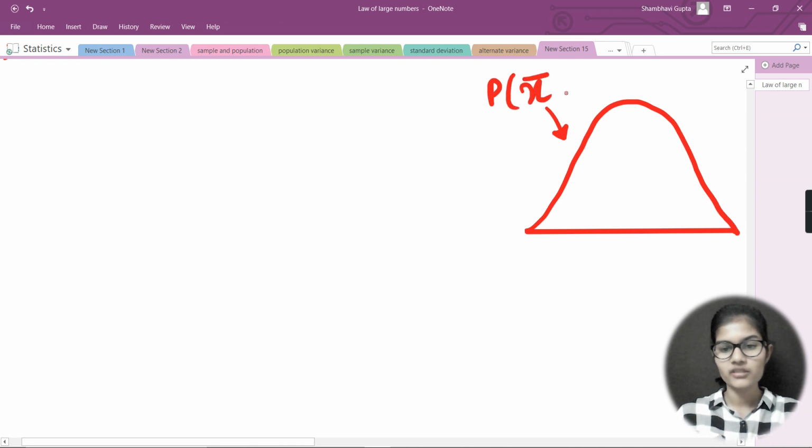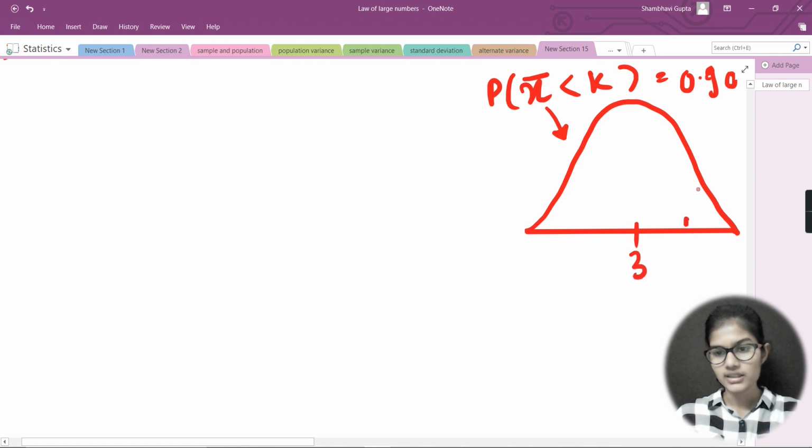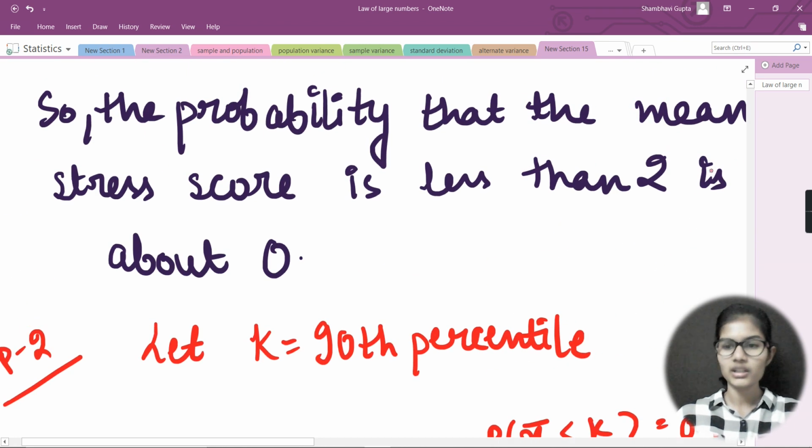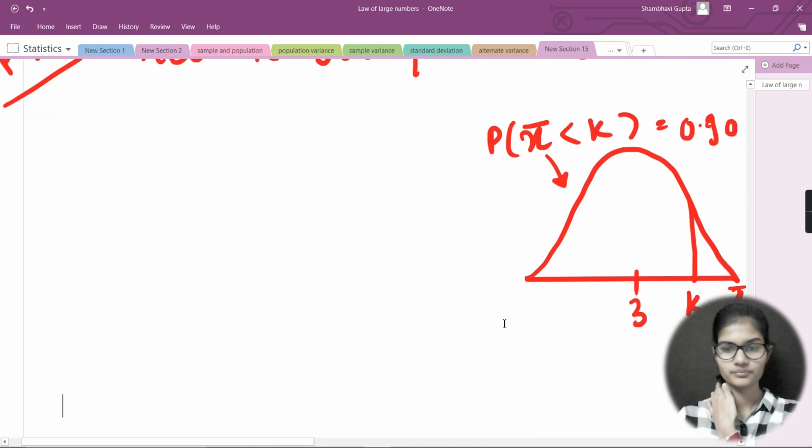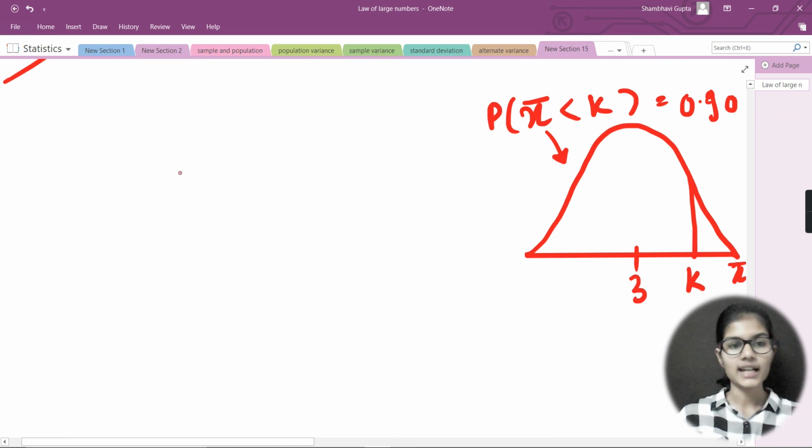So this is the probability for x bar less than k, which is equal to 0.90, since we have the 90th percentile. In that case it is 0.90, and here I would write 3. Let's say this is k, and this is x bar. All the things I made, I need to go down. Okay, that is finished. So here what I need to do is find k.